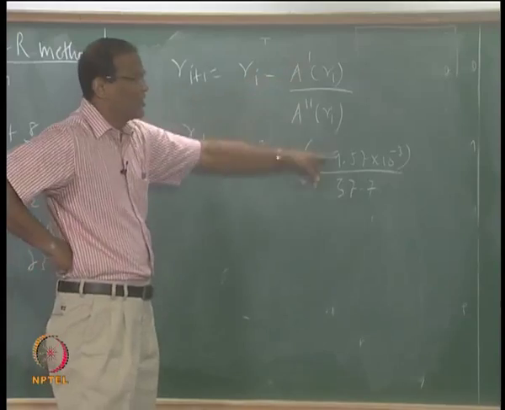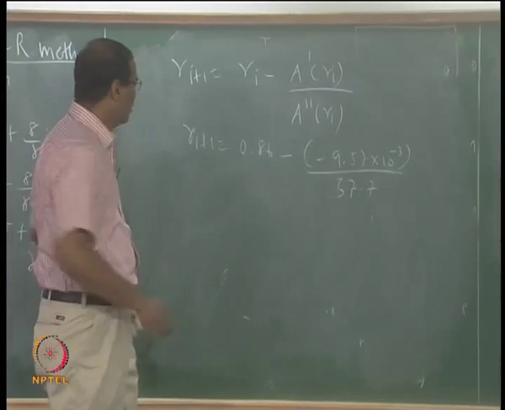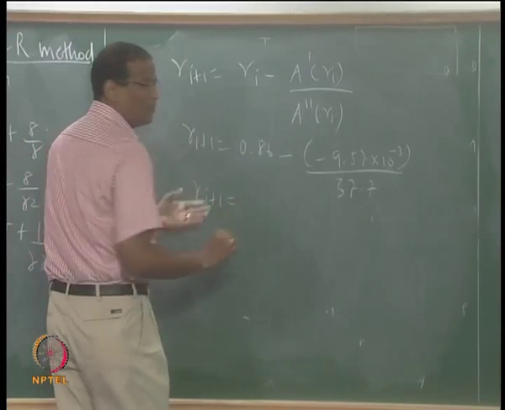Already you know that f dash of r has taken a very small value, therefore f dash of r is already becoming 0, therefore that is the optimum. So r i plus 1 is how much? 0.861 or what is it?